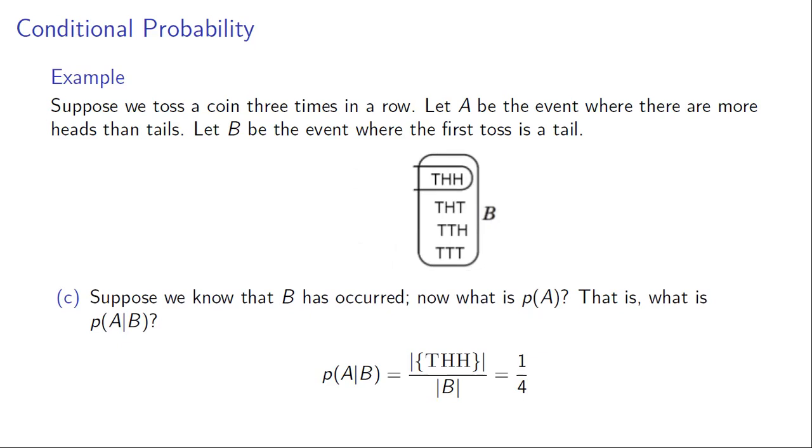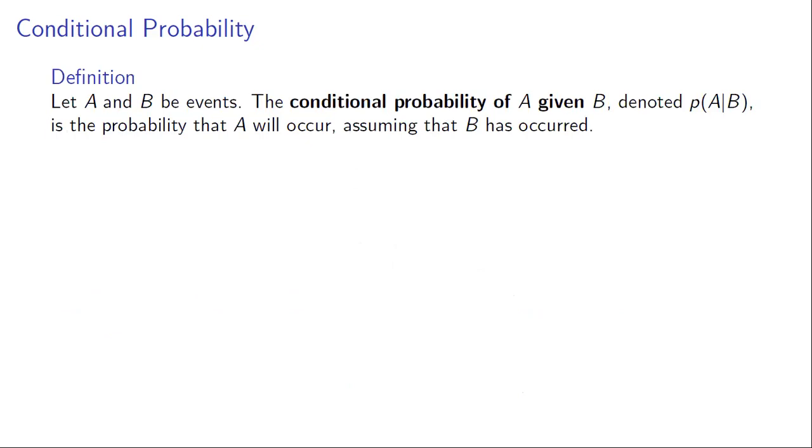So they're not the same necessarily. Sometimes they are the same, but here's an example where they're not the same. Here's the definition of conditional probability. Let A and B be events. The conditional probability of A given B, which is denoted like this. So we say probability of A given B, or you can say the conditional probability of A given B, but usually we just abbreviate it to probability of A given B. This is the probability that A will occur, assuming that B has occurred, where we know that B has occurred already.